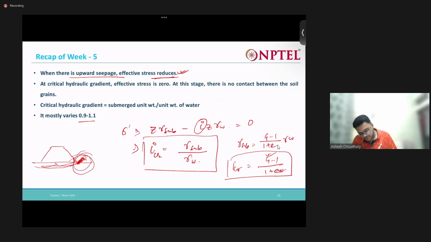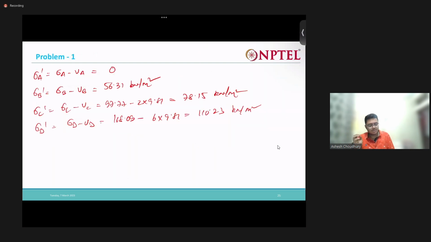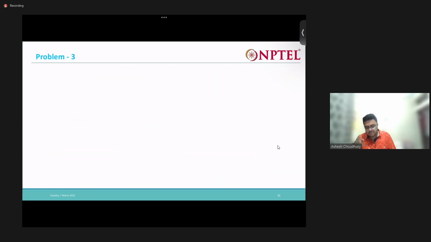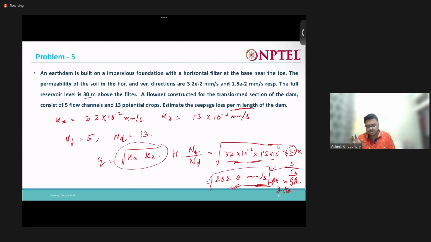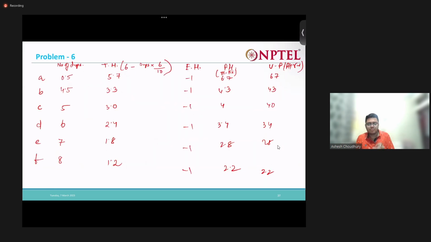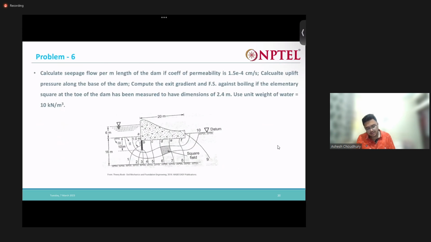You know that our critical hydraulic gradient mostly varies between 0.9 to 1.1. That's the real value. In our case, we don't have the G and e value, right? So we cannot calculate the critical hydraulic gradient. So what we can do is safely assume that the critical hydraulic gradient is 1, since it varies between 0.9 and 1.1. Let us safely take it as 1.